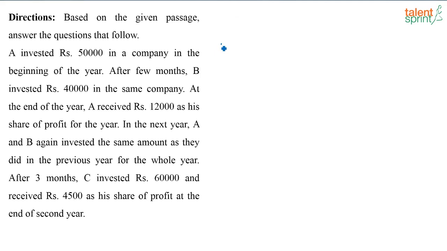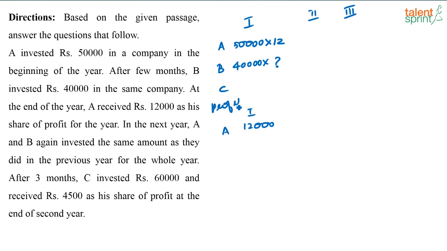So, I am just writing down the information that I have here. First year, second year and third year. Now, A is investing 50,000 rupees in the company in the first year at the beginning of the year itself. So, A is investing 50,000 rupees for 12 months in the first year. B invested 40,000 rupees, again we do not know for how many months, and after the first year, A has received a profit of 12,000. So, A at the end of the first year is receiving 12,000 profit, okay, this is the table for profit.